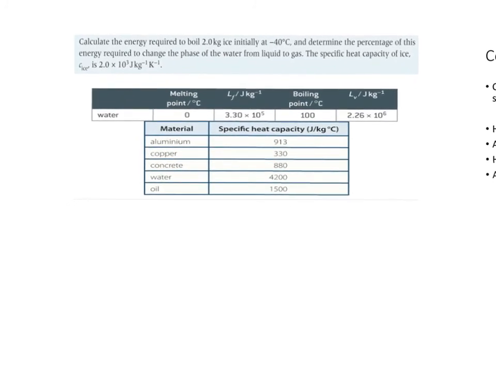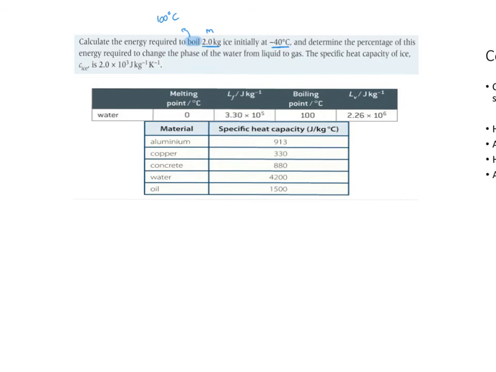So it says to calculate the energy required to boil. That's a key term, by the way. You need to be able to understand that. So, 2 kilograms of ice. Boiling refers to reaching 100 degrees Celsius, which you should know. So it gives us the mass of the substance that we need to boil, that was initially at minus 40 degrees Celsius. So the starting temperature is minus 40 degrees Celsius.